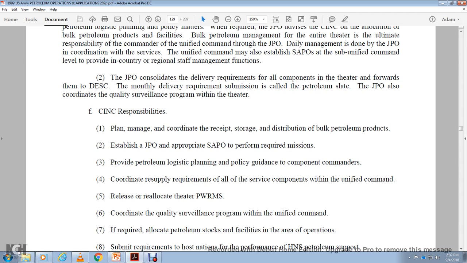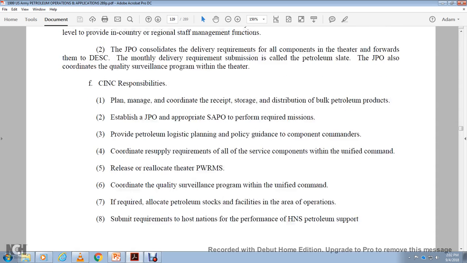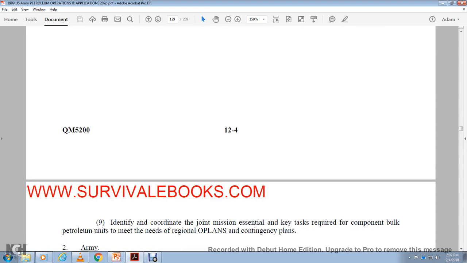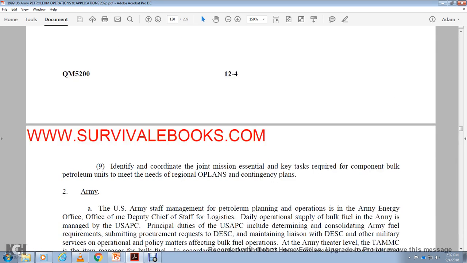The Joint Staff with the Joint Petroleum Office performs the required mission to provide a petroleum logistics plan with the policy and guidance for the component commanders to coordinate resupply requirements for the service components for the Unified Command, release and reallocate PWRMS, and coordinate with the Quality Surveillance Program. If they're relocated, they are required to allocate petroleum stock facilities to the area of operations, and submit requirements to the host nation for host nation petroleum support. Identify and coordinate with the joint mission essential and key tasks required with the component bulk petroleum unit of the regional OPLAN contingency plan.